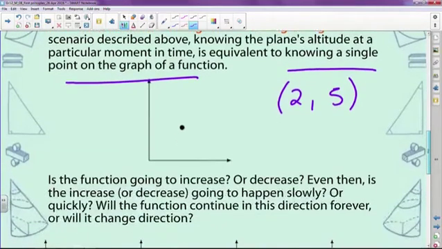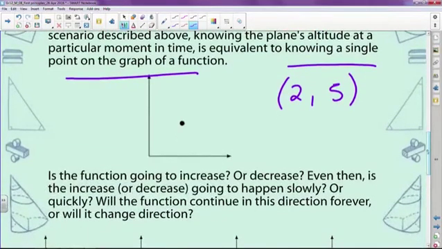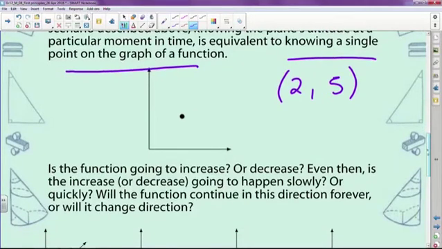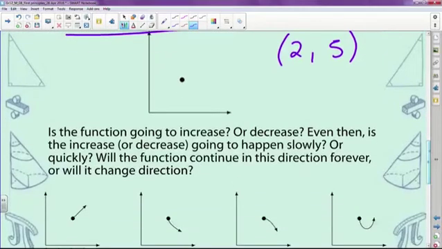Is it going to decrease? And then even then, is the increase or decrease going to happen slowly or quickly? Will the function continue in that direction forever? Okay, and if you relate that to the story of the plane, those are the type of questions we needed to ask. What comes next?